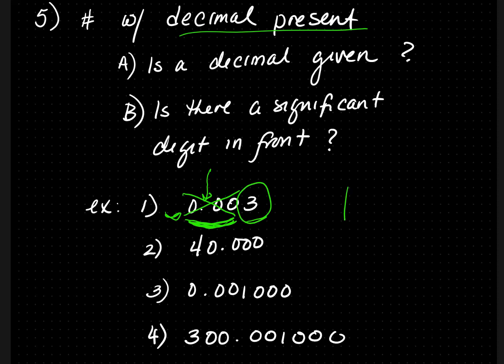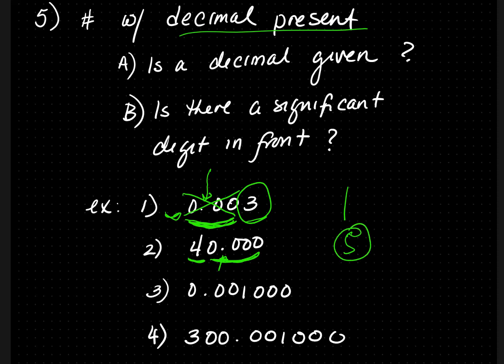That's the 3. So for number 2, this is the set of zeros. We're going to determine if it's significant or not. So A, is there a decimal present? Yes, it's given to you right here. B, is there a significant digit in front of those zeros? Yes, the 4. That makes every 0 that follows the 4 significant. So here there are 5 significant digits.